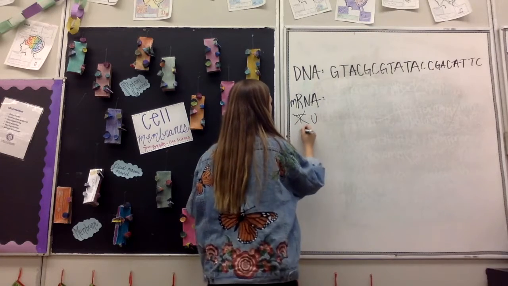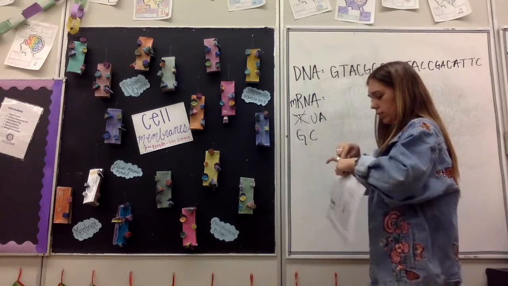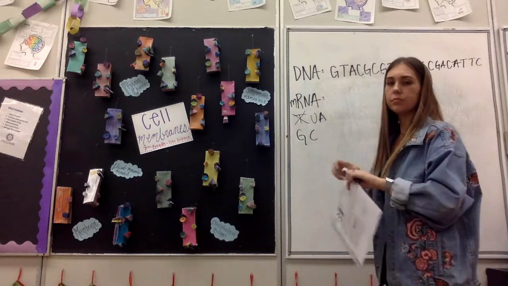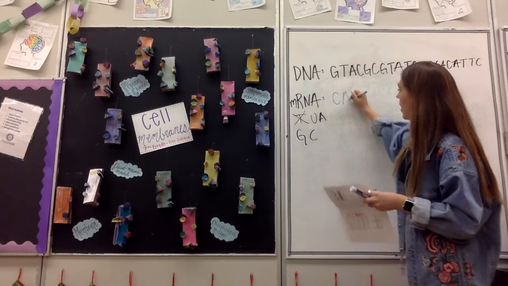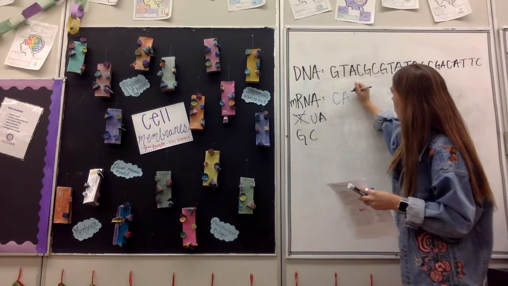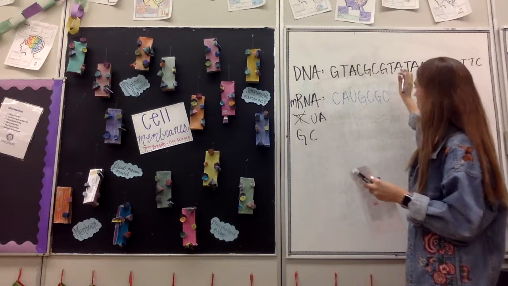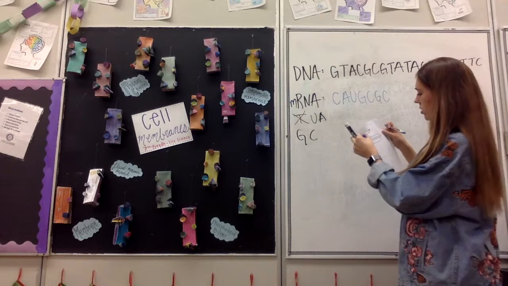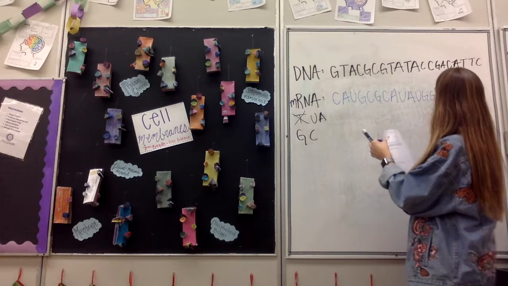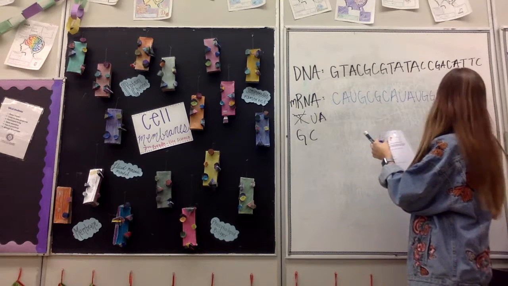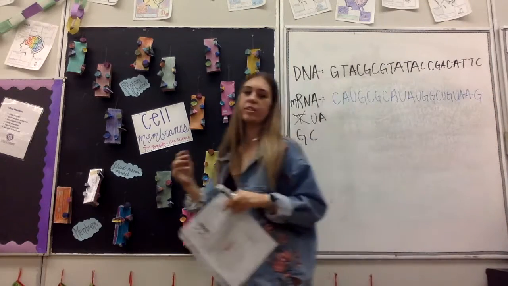So the opposite of G, let me put it here, is C. The opposite of G is C. The opposite of T, well, that's actually U, so the opposite would be A. A, U, C, G, C, G, C. This writing is too big, so I'm getting thrown off here. C, G, C, A, U, A, G.